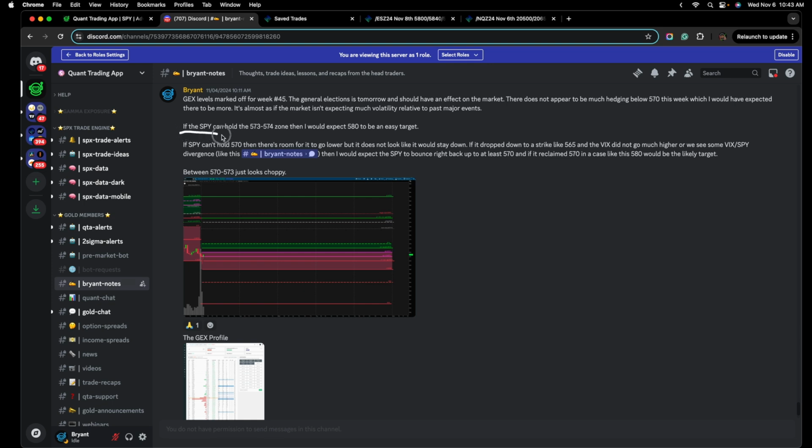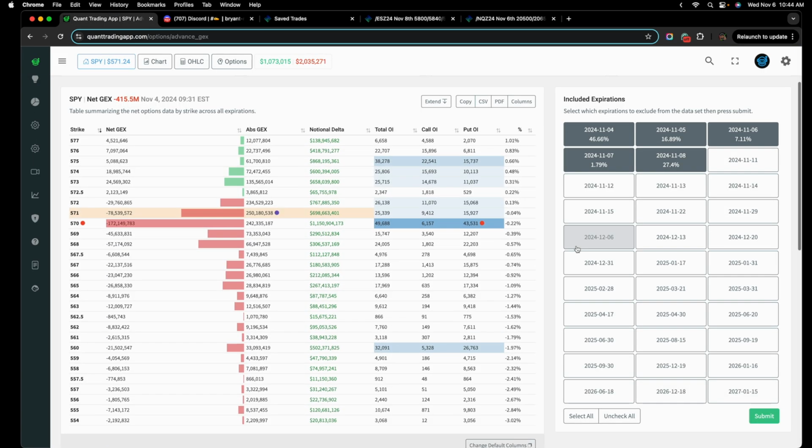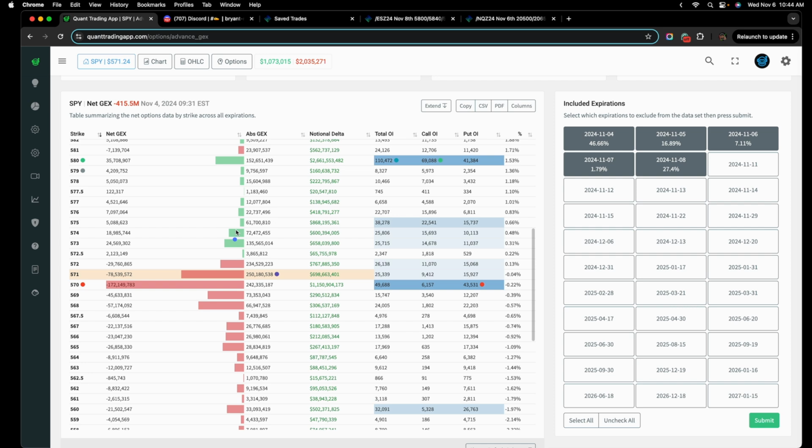But for the most part, if the SPY can hold the 573 to 574 zone, then I would expect 580 to be an easy target. Now, why would I expect that to be an easy target? This right here, the same way to the upside, this is where we see a zone of positive gamma. If the SPY can hold above this zone, it just looks like it would naturally gravitate towards the P1 strike, which is the strike price that has the highest amount of positive gamma.